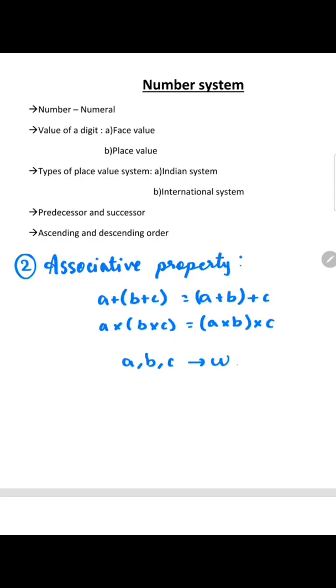The second property is the associative property. According to the associative property, (A + B) + C = A + (B + C), and (A × B) × C = A × (B × C). When the grouping is changed, the answer will still be the same. This is what the associative property tells us. Now, this associative property is possible only when A, B and C are whole numbers.